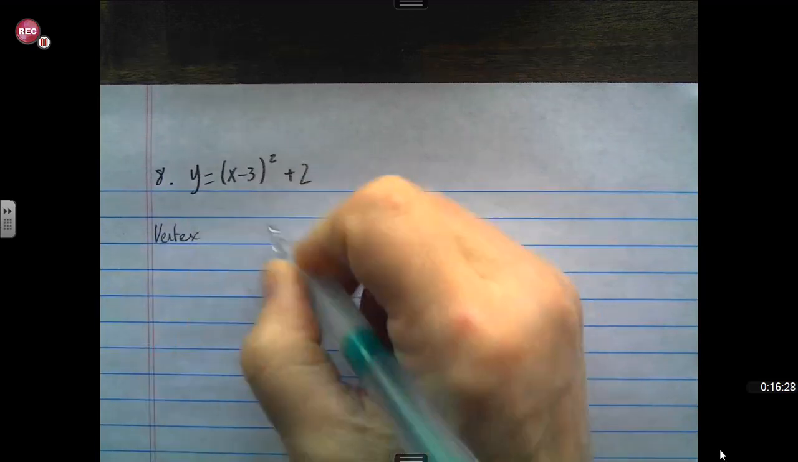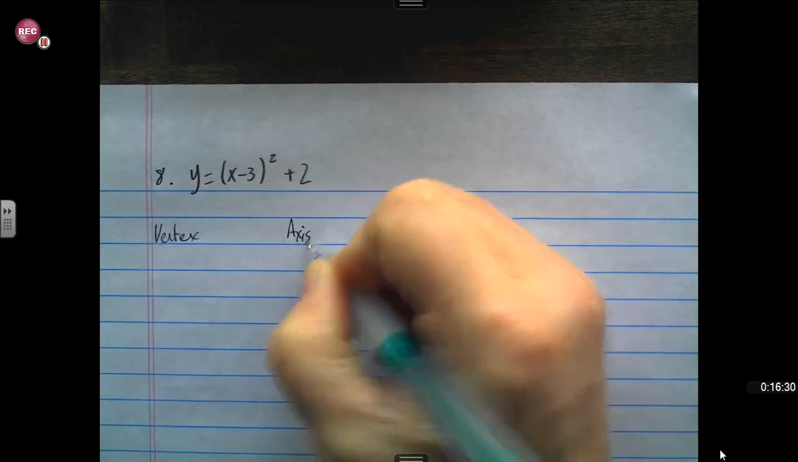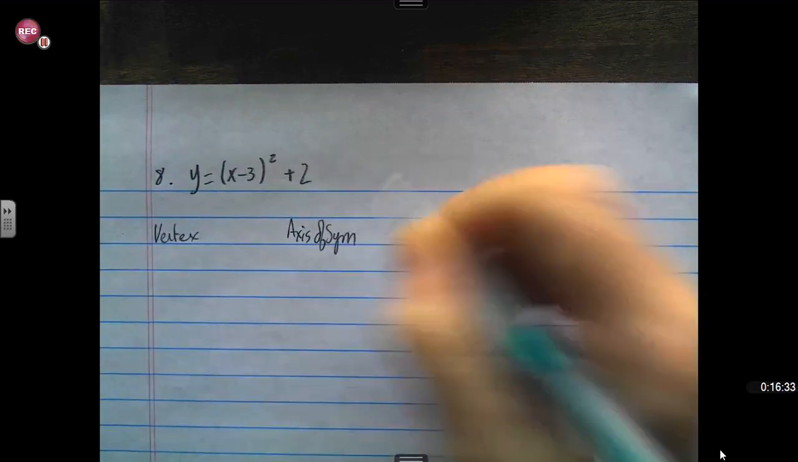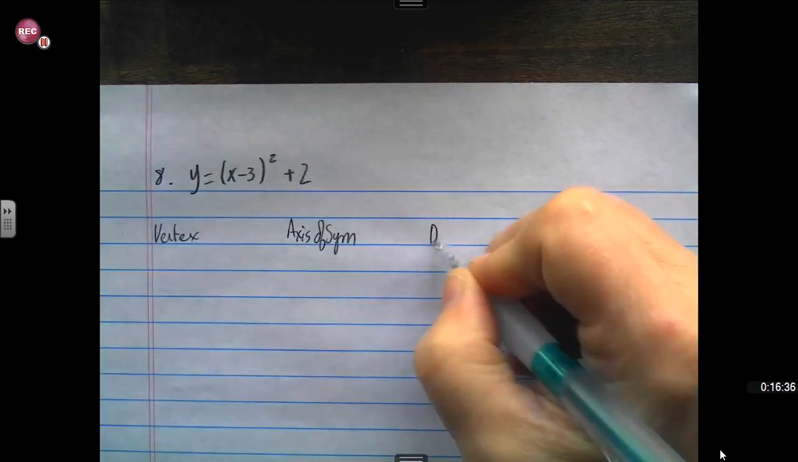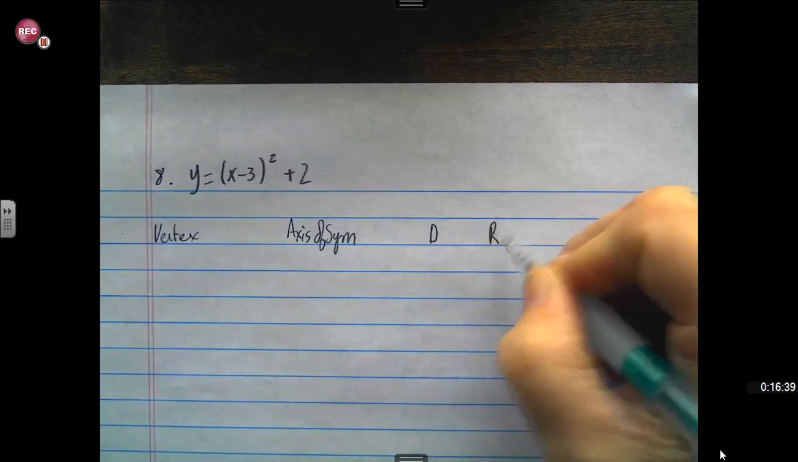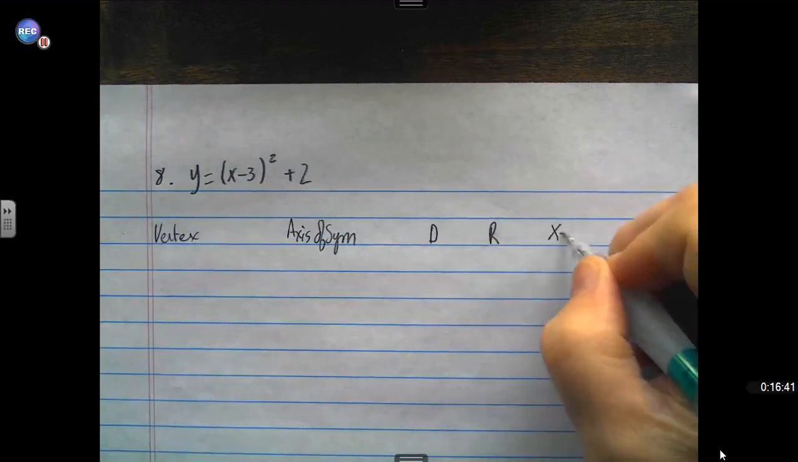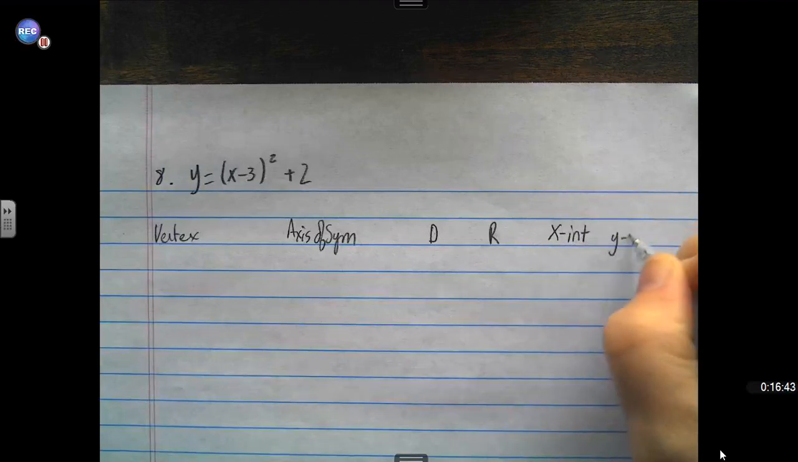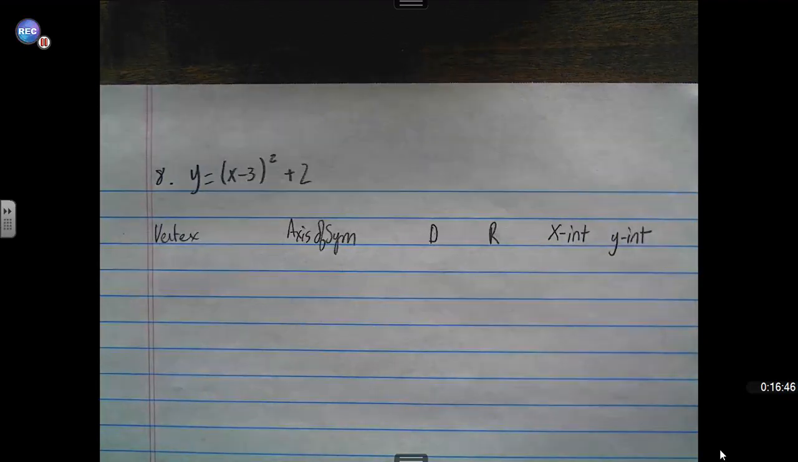We have y equals the quantity x minus 3 squared plus 2. So we're supposed to find all the things and graph it. And so all the things are, we start with the vertex, and then we go to the axis of symmetry. Just going to do some abbreviating here. We find the domain, we find the range, find the x-intercepts, whether or not there are any, and we find the y-intercept.